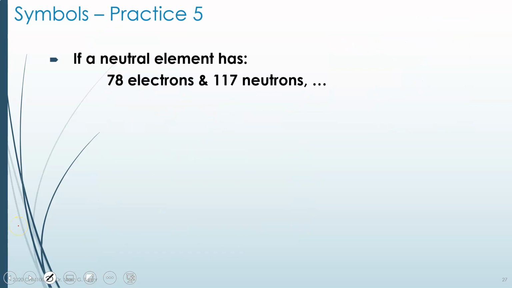Let's look at one more example. A neutral element, okay, you know the number of protons and electrons are the same, has 78 electrons. That tells you something. There must be 78 protons too. Otherwise, it would not be neutral. And now you know all three things. Well, look up on your periodic table, what is 78? And you can see that 78 is a very expensive metal, platinum. The symbol for platinum is Pt.